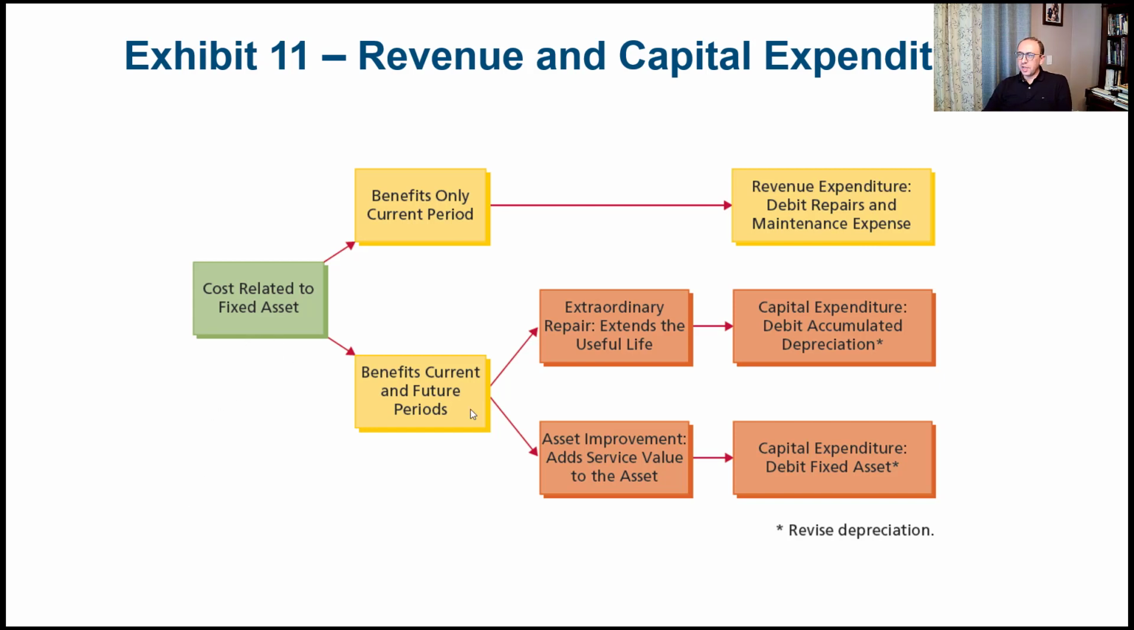If the costs related to fixed assets benefit current and future periods, then we have to ask ourselves the second question. Are these considered to be extraordinary repairs that extend the useful life, or are they asset improvements that add service value to the asset? If it's an extraordinary repair, then we capitalize the expenditure, but the journal entry would be by debiting the accumulated depreciation and crediting cash. But if it's an asset improvement, then this is something that adds service value to the asset. In this case, we also get to capitalize the expenditure, but the journal entry would be slightly different. We're going to debit fixed assets itself and then credit cash.